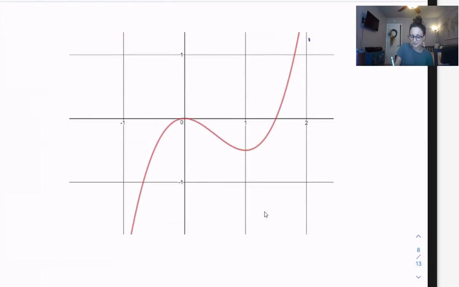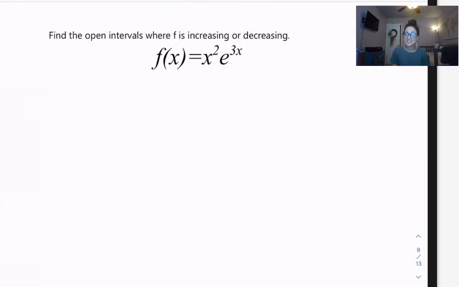Looks good. So this is the graph of y equals f of x, and notice that we're increasing from negative infinity to 0, and from 1 to infinity, and then decreasing from 0 to 1. So it looks good. All right, can you please write this function in your notes, and let's try this next one. So f of x is x squared times e to the 3x.